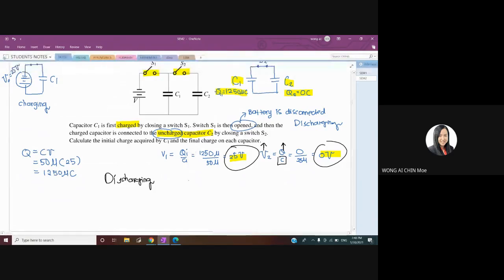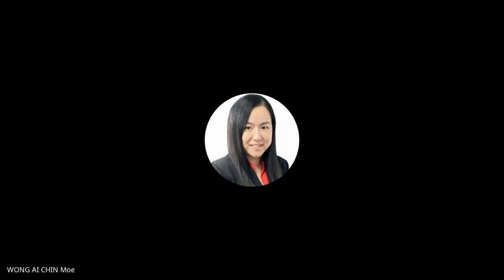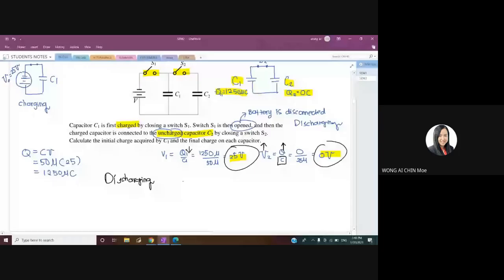So when the Q of C1 is reduced, and this C1 of course is constant, what happens is your V1 also will reduce. So when the discharging process happens, when will it stop? When V1 equals V2. So these are the keywords.